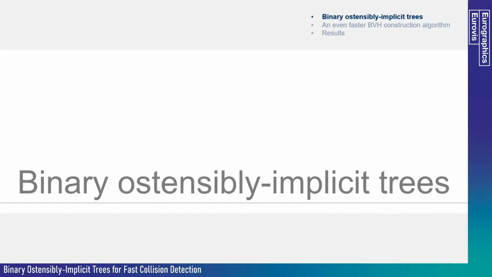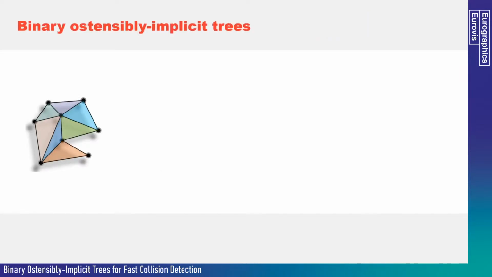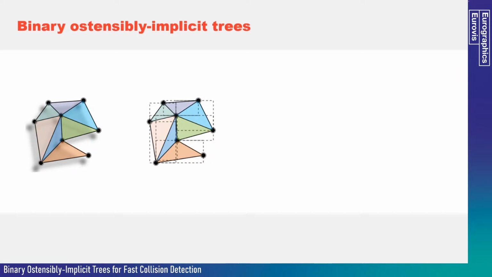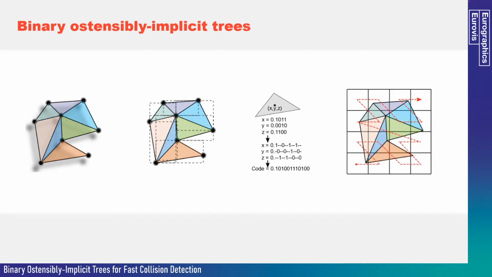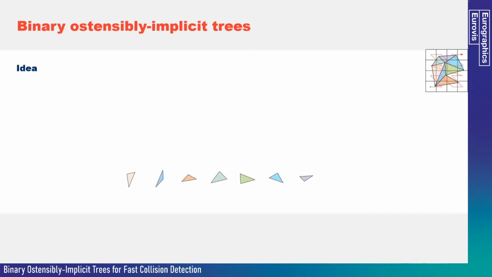So let me describe a little bit more about binary ostensibly implicit trees. What we are going to do is take this little mesh object with a bounding box for each triangle, such that we can calculate the Morton codes and then sort them. And we basically want to ask ourselves, what is the implicit hierarchy representation given just the order of the Morton codes? And so, we can assume for now that the triangles of our mesh are sorted.